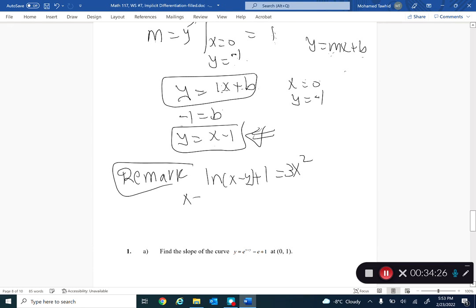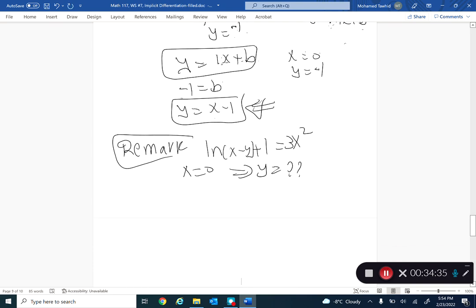If I tell you x equals 0, how do you get y? If x is given as 0, which is what is given in the textbook, now I need to get y. Here I gave you y equals negative 1. So let me show you how y is negative 1.